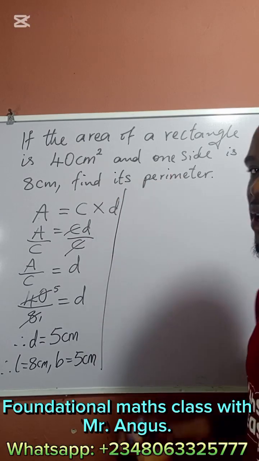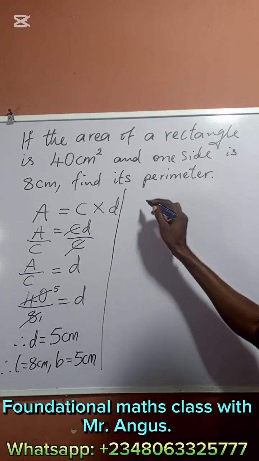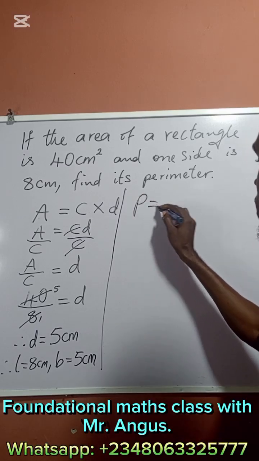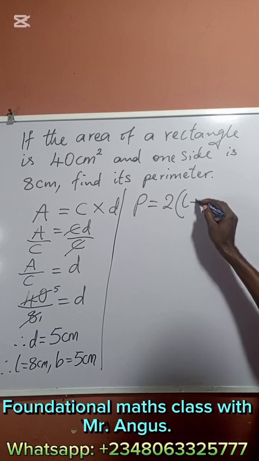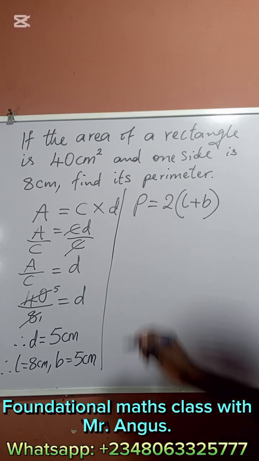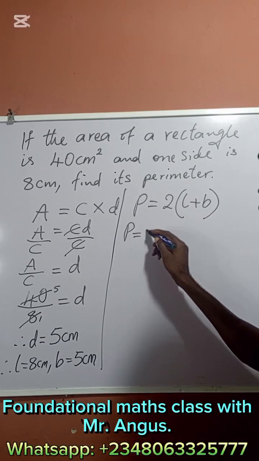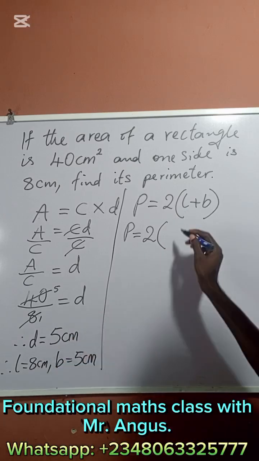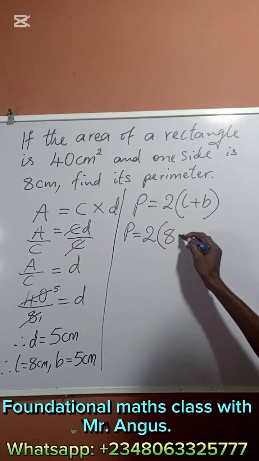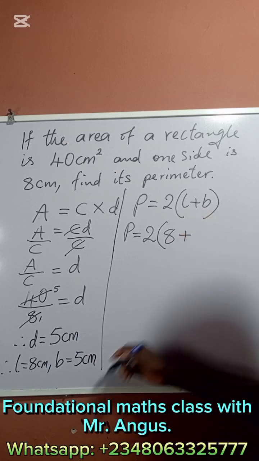Now, what is the formula for finding the perimeter of a rectangle? The formula for finding the perimeter says P is equal to 2 brackets length plus breadth. The perimeter will now give us 2 brackets. The length is what? 8 centimeters. Plus the breadth is what? 5 centimeters.